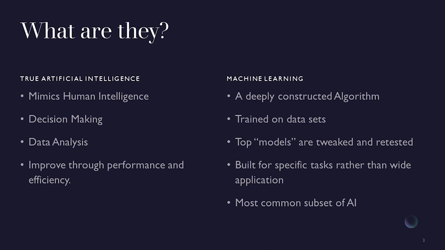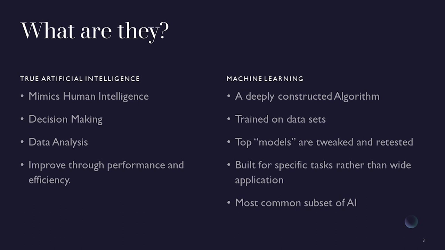So let's start right off the bat with true artificial intelligence would be something that mimics human intelligence in that it has the ability to make decisions. It has the ability to analyze data and then use that decision making and the data analysis to improve its performance and efficiency automatically. It doesn't need an extra step, in machine learning's case, an extra two steps in order to improve itself and then come back and make itself better and stronger.